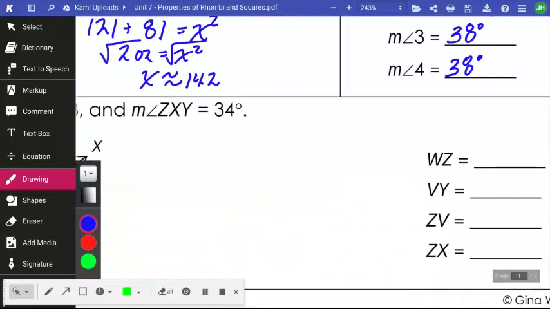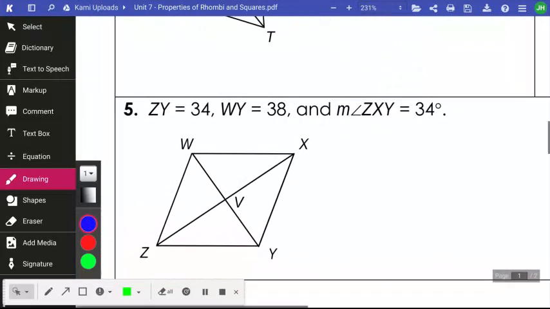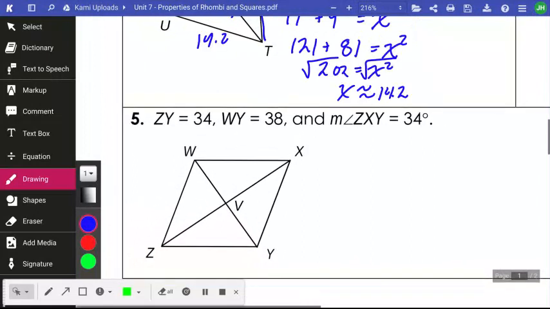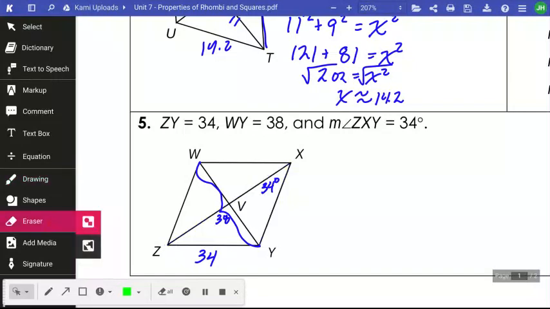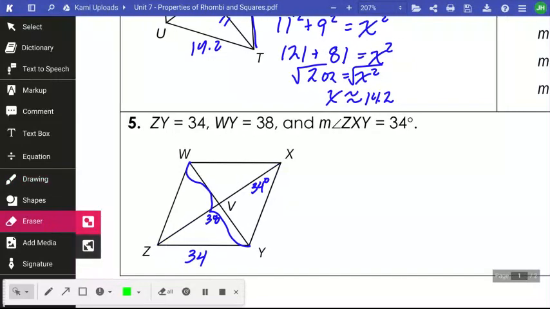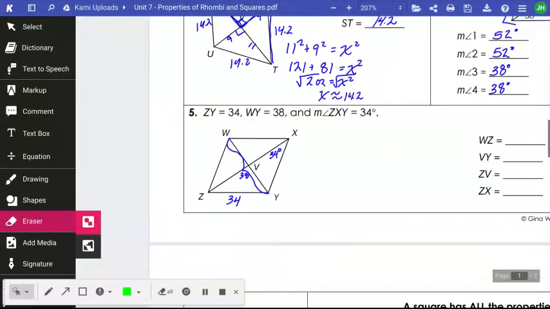Go on to the last problem here. We have ZY as 34. We have WX or WY as 38. So this whole thing is 38. And we have ZXY as 34 degrees. Okay, so you can use those to help trace. I'm going to zoom out so I can see what I'm being asked for.